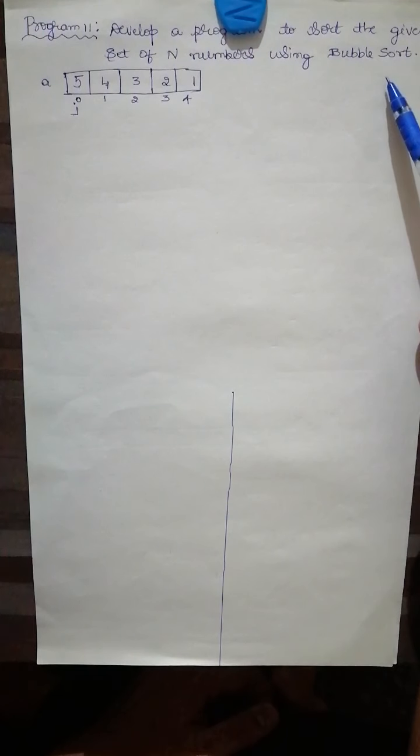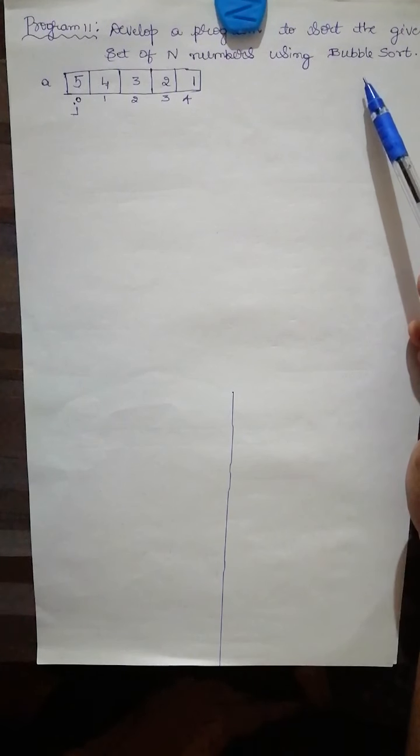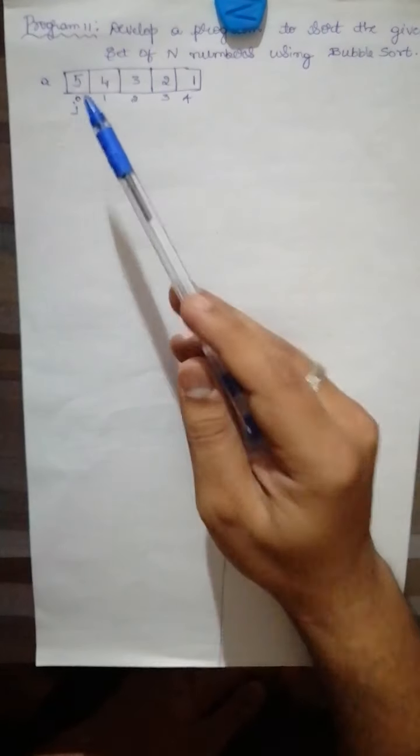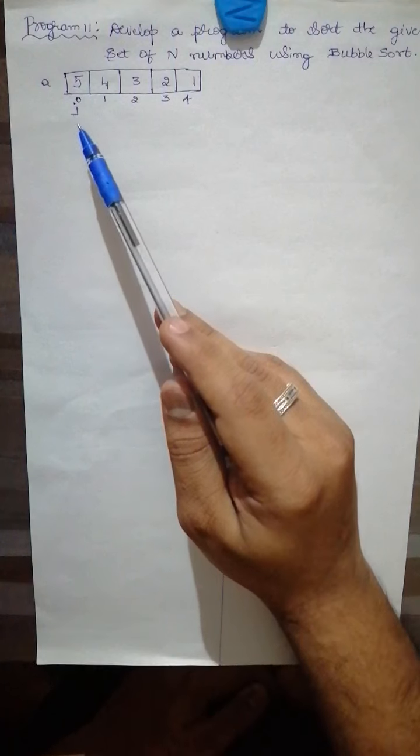What do you mean by sorting? Sorting is a process of arranging the elements in ascending order. How does this bubble sort technique work? Bubble sort works in the following manner.